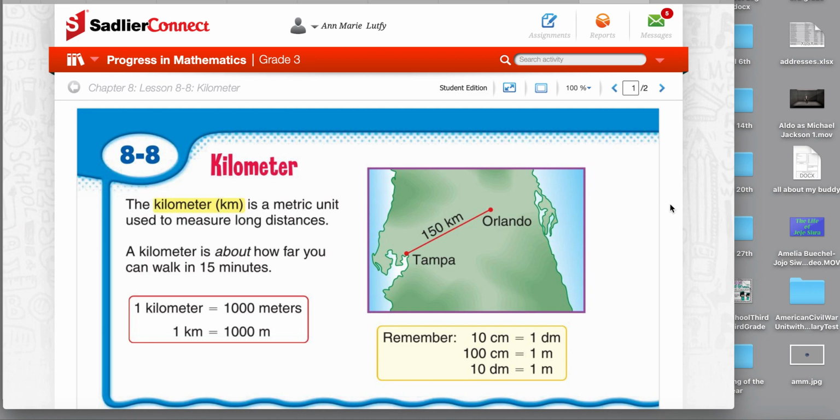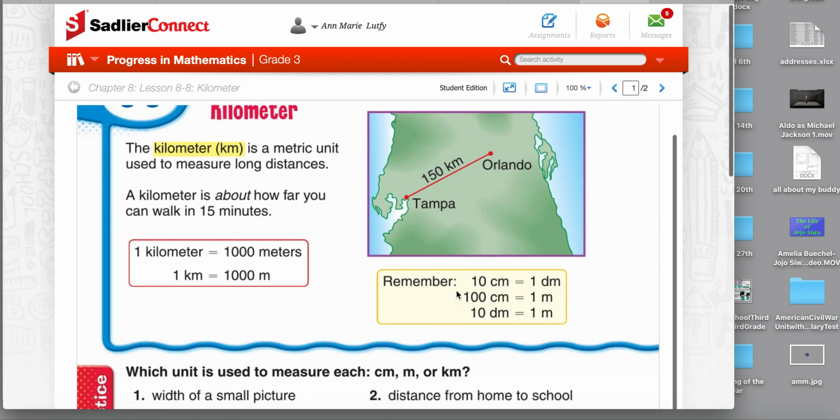About kilometers, another form of a metric unit of length, and it measures long distances. A kilometer would be what we would use instead of miles if you were anywhere else other than the United States. So 1 kilometer is 1,000 meters. And here are the abbreviations for kilometer and meters.